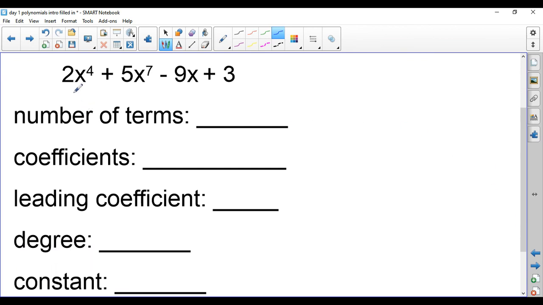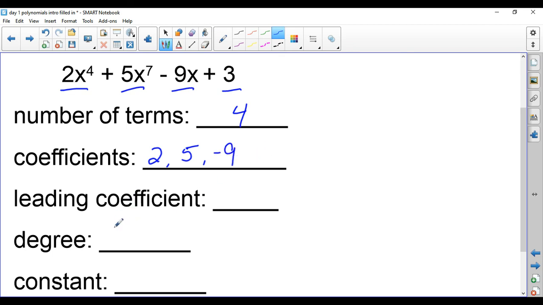Number of terms. That's all of the values that are separated by addition and subtraction. I have 2x to the 4th, 5x to the 7th, negative 9x, and 3. I have 4 terms. The coefficients are the numbers multiplying all the variables. 2, 5, and over here, again, be careful, the coefficient is negative 9.